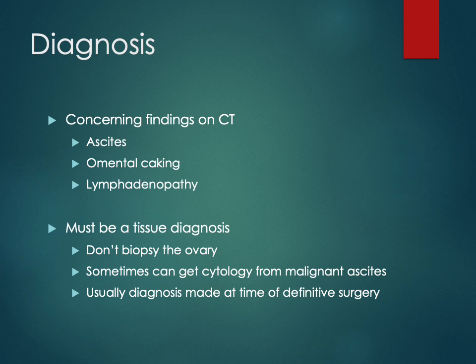Sometimes you can get cytology from the malignant ascites, but even in women who have a diagnosis of ovarian cancer, the ascites can be negative for malignant cells, so that's not always reliable. And usually the diagnosis is made at the time of definitive surgery.